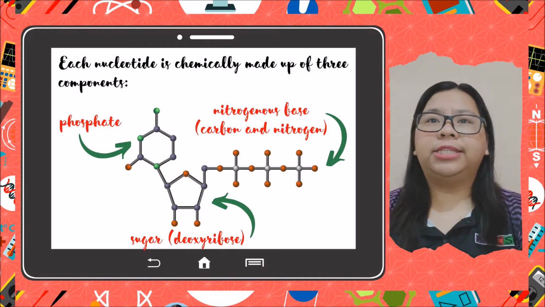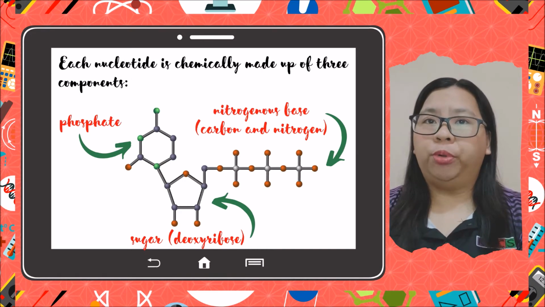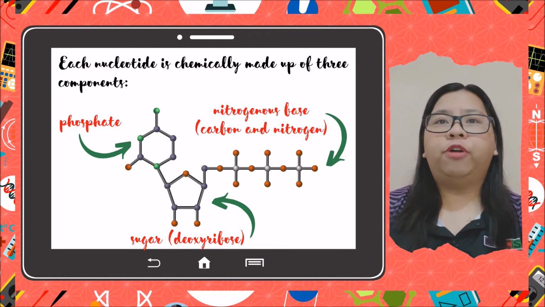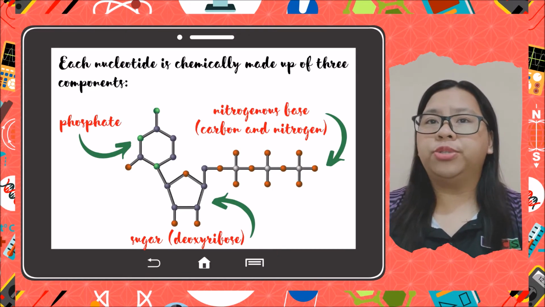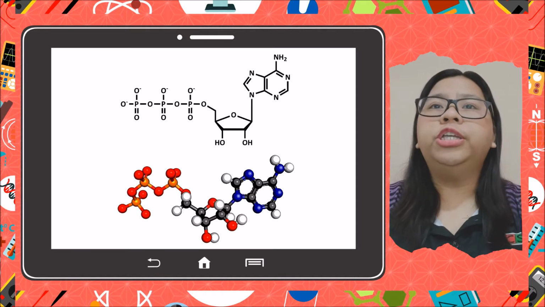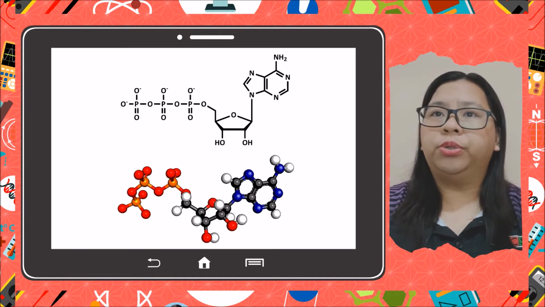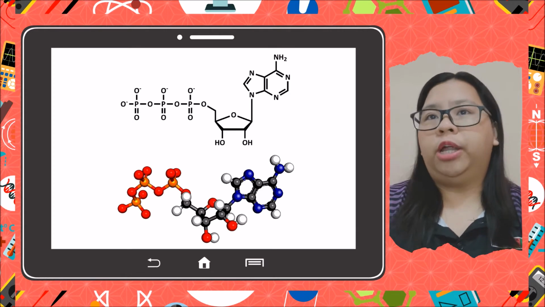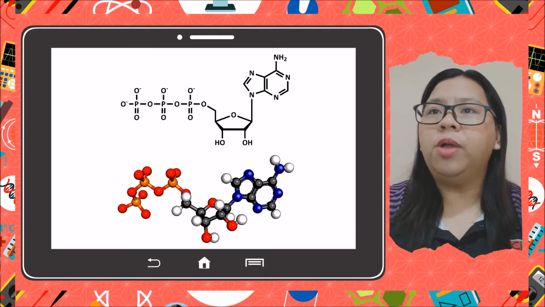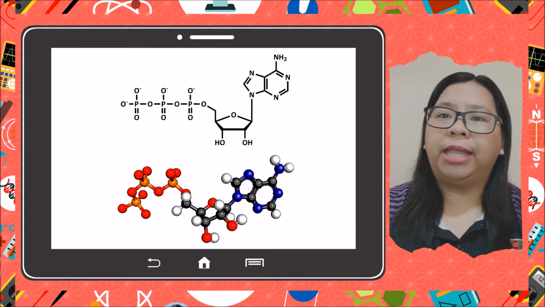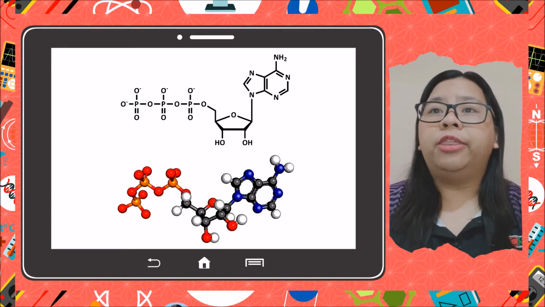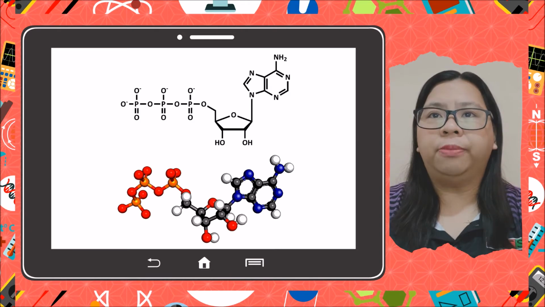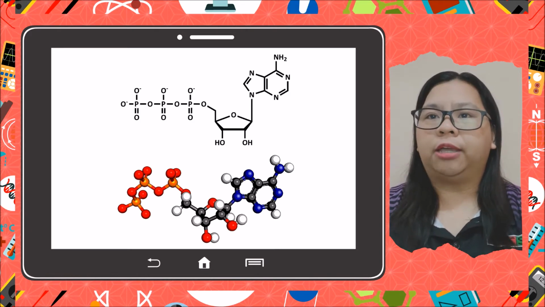Each nucleotide is chemically made up of three components: a 5-carbon sugar called deoxyribose, a phosphate group, and a nitrogenous base. The nitrogenous bases are organic molecules and are named because they contain carbon and nitrogen. They are bases because they contain an amino group that has the potential of binding an extra hydrogen, and thus decreasing the hydrogen ion concentration in its environment, making it more basic.